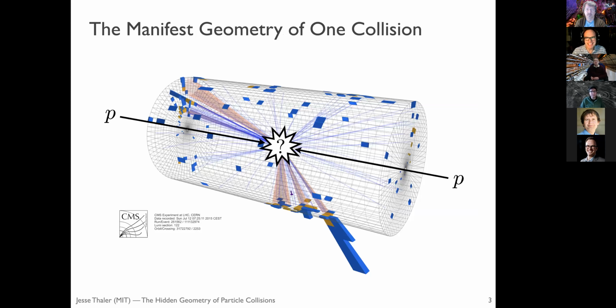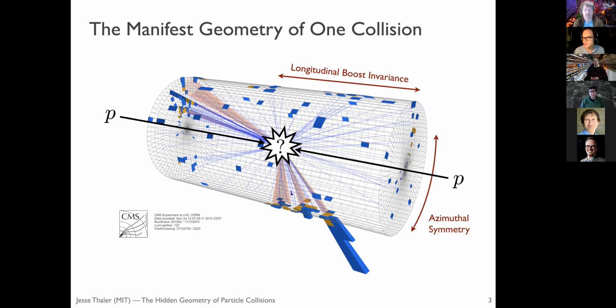And maybe to explain that title, I should just remind you about the manifest geometry of single collisions. So we often look at beautiful event displays like this from the LHC. This is from the CMS experiment. We slam together protons. We see sprays of particles. And we're used to talking about the geometry of single collisions in terms of things like longitudinal boost invariance along the beam axis or azimuthal rotations around the beam axis.